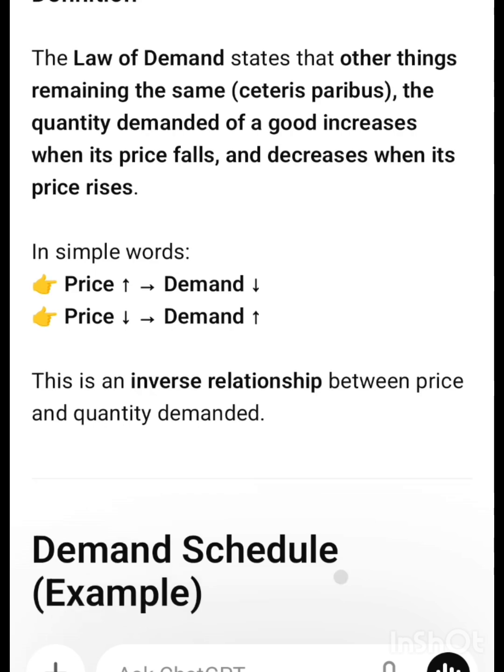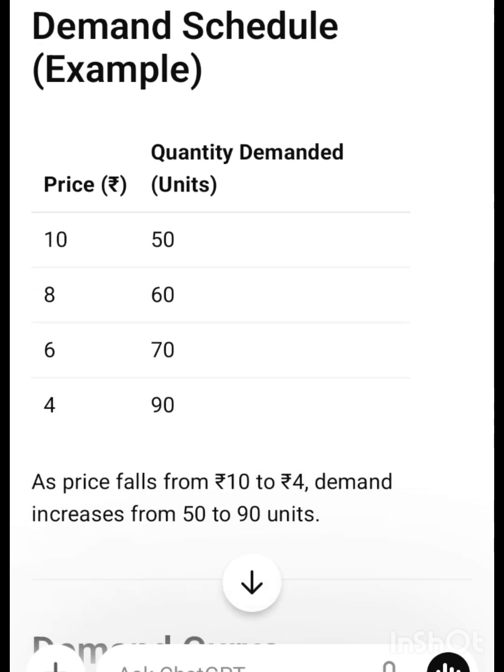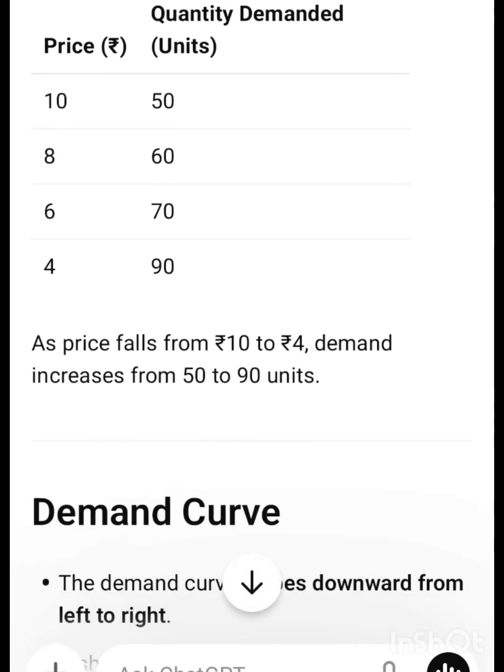Next, we will see about the demand schedule. The demand schedule shows the relationship between price and quantity demanded. So, at the price of 10, quantity demanded is 50, and at the price of 8, quantity demanded increases to 60, and when the price is reduced to 4, quantity demanded increases to 90. As price falls from rupees 10 to 4, demand increases from 50 to 90 units.